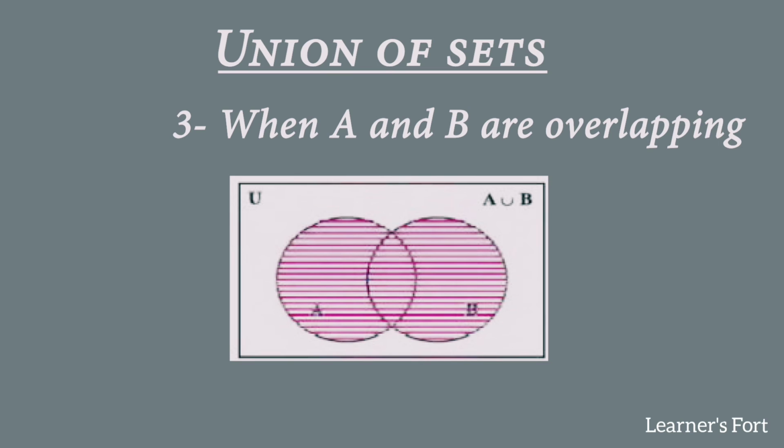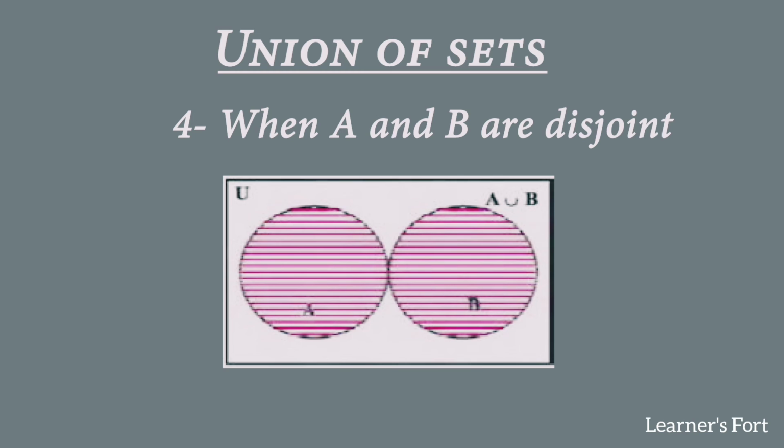Now, let's move towards the fourth case where A and B are disjoint sets. As you know, disjoint means that no element of set A and B are common. So we're going to draw those two circles separately representing set A and B, as you can see in this figure. But we're still going to shade both of these areas to show A union B.